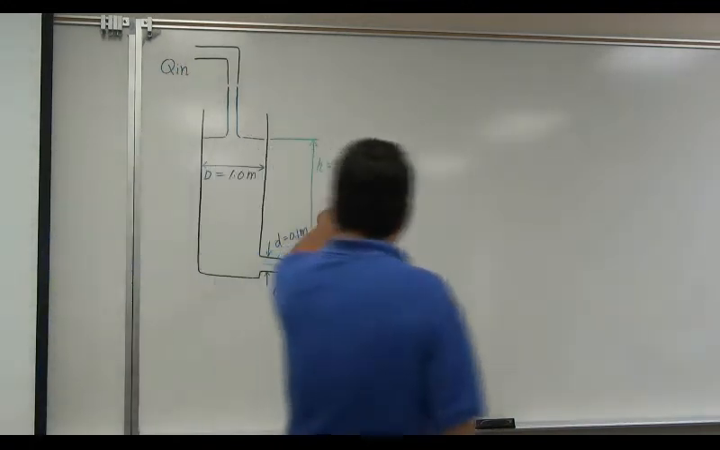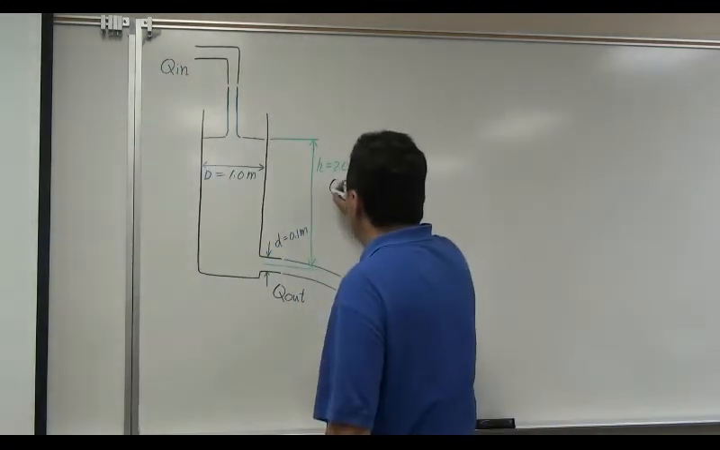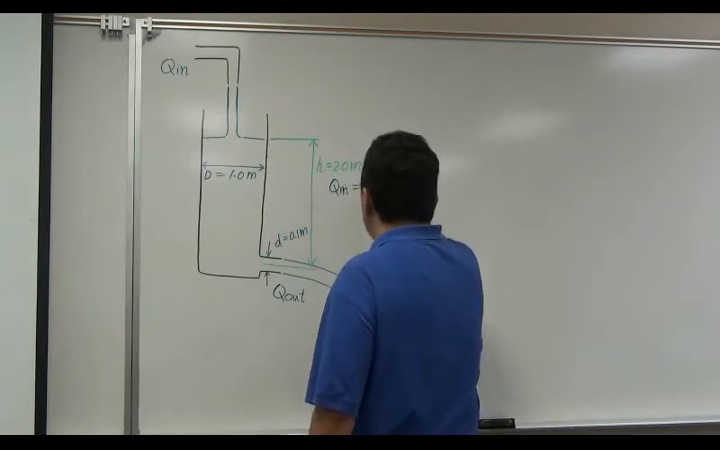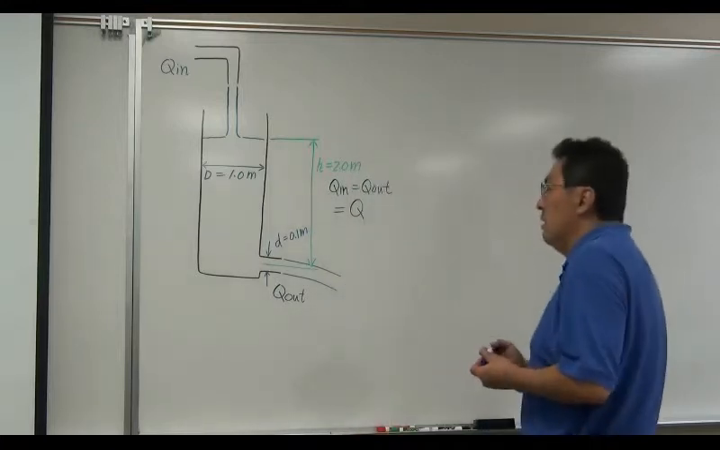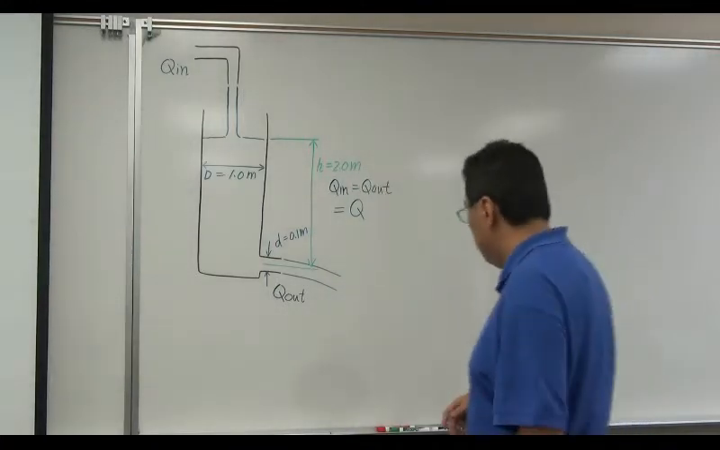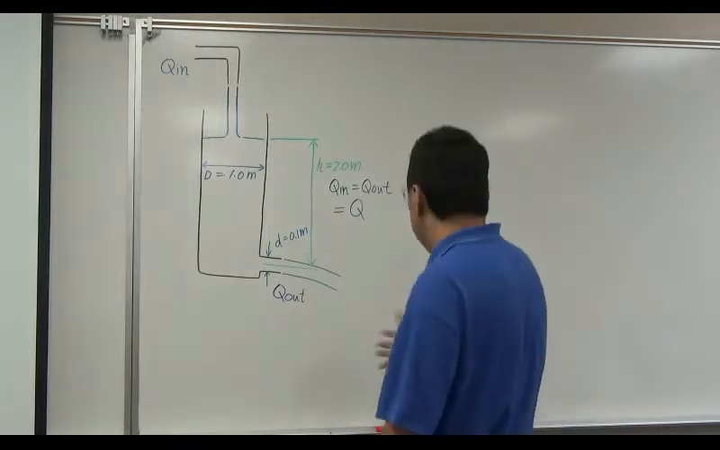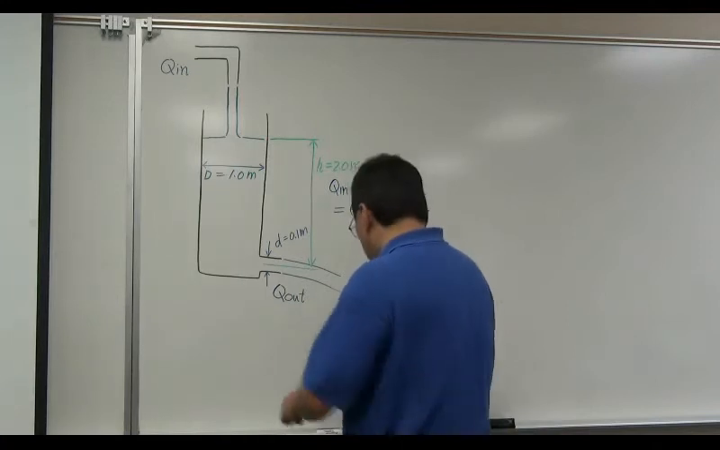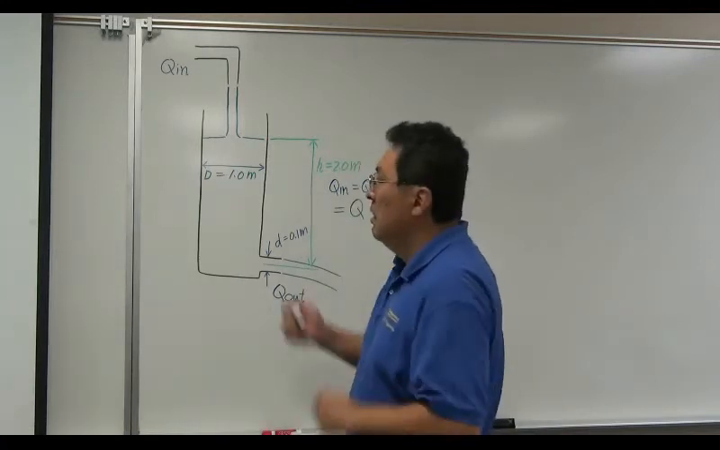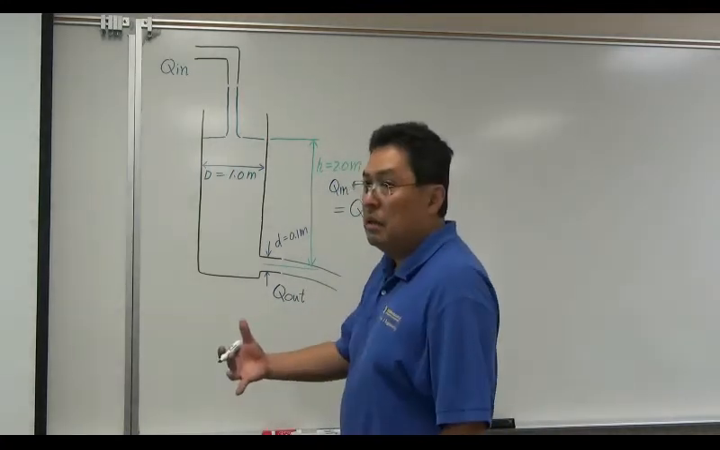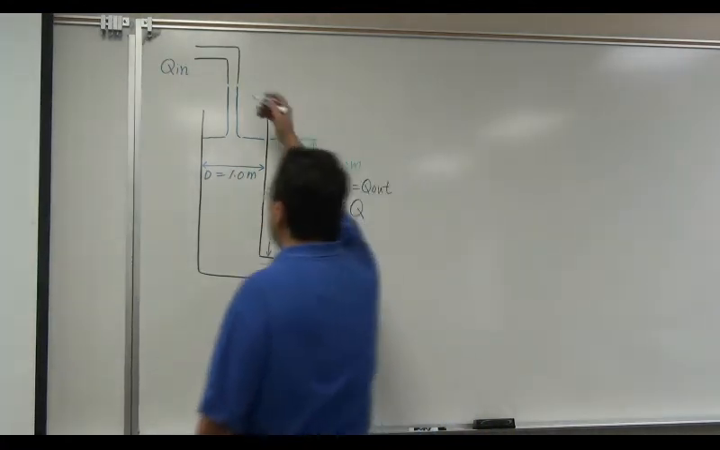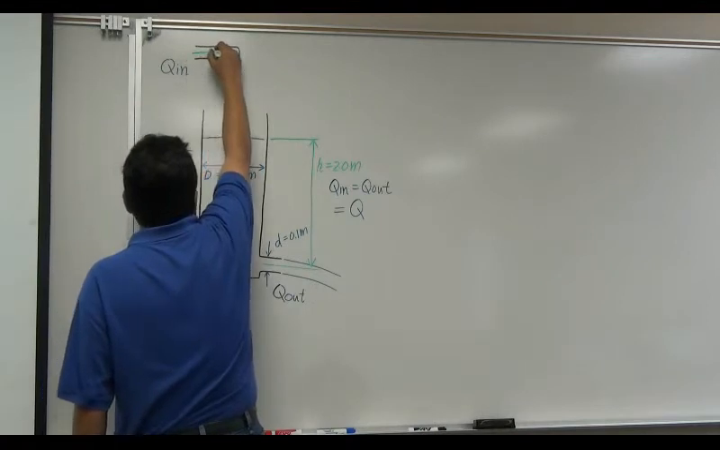In order to maintain the constant depth H, of course you have to have Q in equal to Q out, which is equal to Q. Flow rate needs to be constant. This is called continuity, but anyways. So first of all, let's define the streamline, because I want to solve this problem using Bernoulli's equation. So this is the streamline I'm going to define.